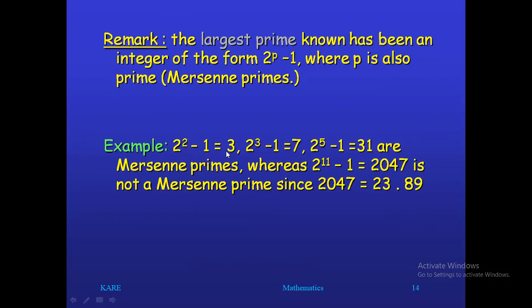2 square minus 1 is equal to 3, and 2 cube minus 1 equal to 7, and 2 power 4 minus 1 equal to 31. Here, 3, 7 and 31 are prime numbers, Mersenne primes, whereas 2 power 11 minus 1 equal to 2047 is not a Mersenne prime since 2047 equals 23 into 89.